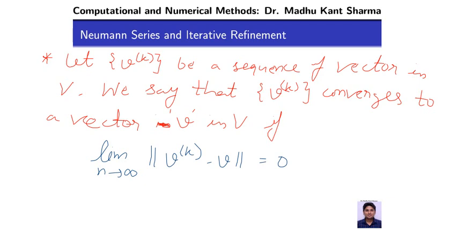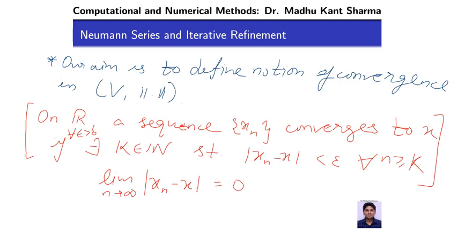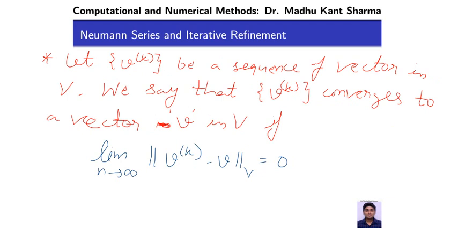Okay, so now this norm, let us denote with suffix V, because it is associated with V. Note that this norm is very important when V is an infinite dimensional space.